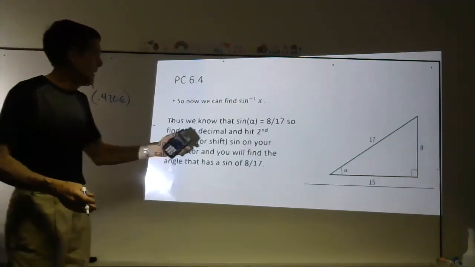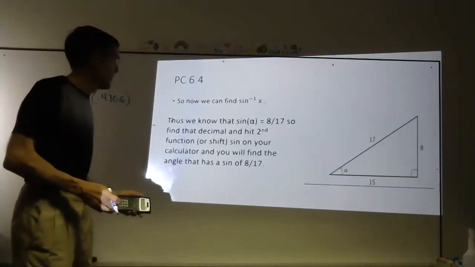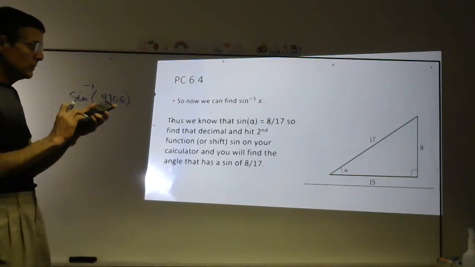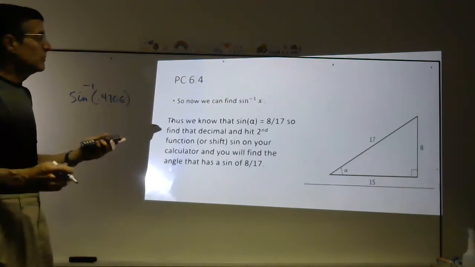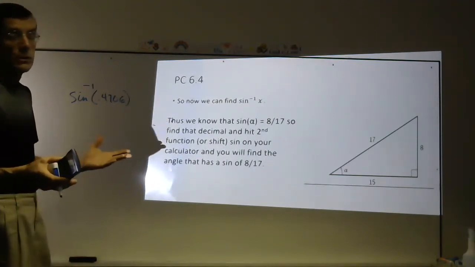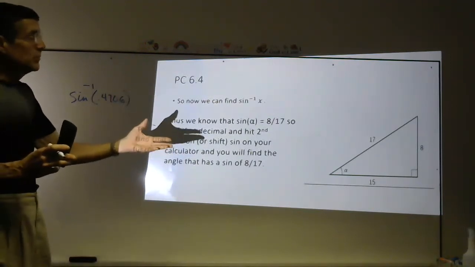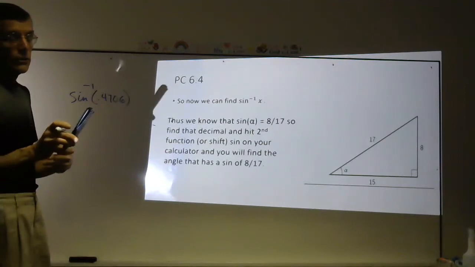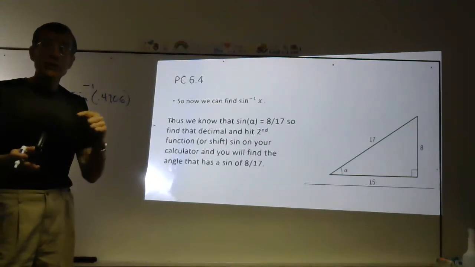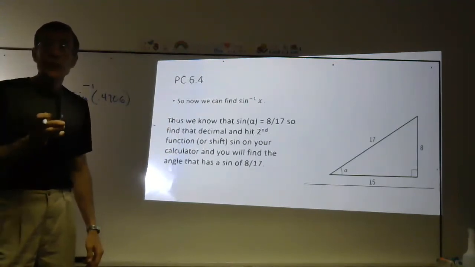You're going to hit second function or shift on your calculator, and then you'll punch in the decimal point 4706, and I get about 28 degrees. So you can do sine problems backwards when you know what the decimal is, but you don't know the angle. Notice we got 28 degrees, and 28 degrees is between negative 90 and 90. Your calculator will always adhere to that rule.